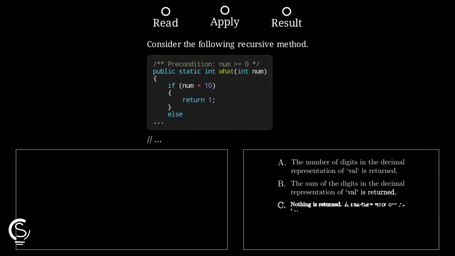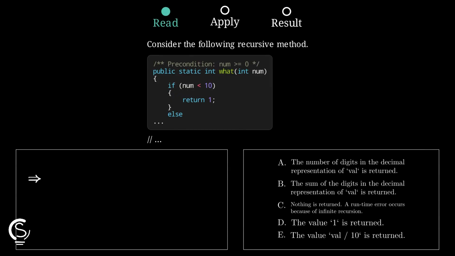First, look at the base case where the number is less than 10. If that condition is true, the method returns 1, representing the very first digit of our input value.